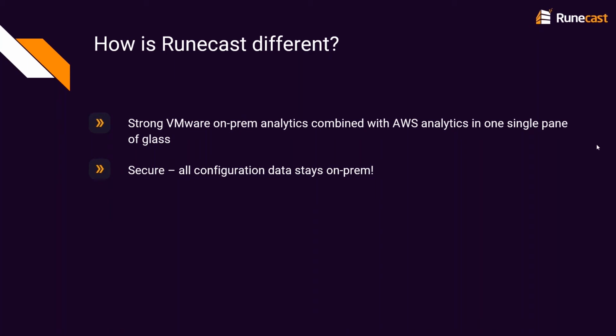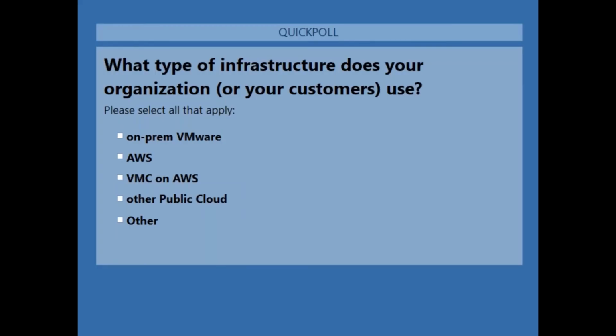At this point, I have just the second and last poll for today. I wanted to ask you, what kind of infrastructure does your organization use? So you might be using VMware on-prem, you might be using AWS, maybe VMC on AWS, maybe other public clouds like Azure or GCP, or other types of infrastructure. So if you could select all the options or all the flavors of infrastructure that your organization has, or maybe you're serving different other customers, it will be really useful to understand what type of infrastructure you have to manage.